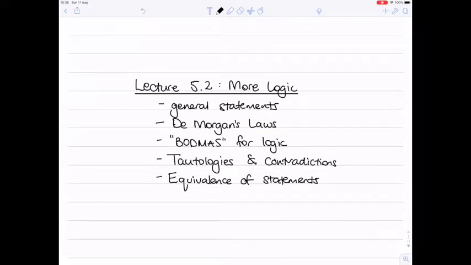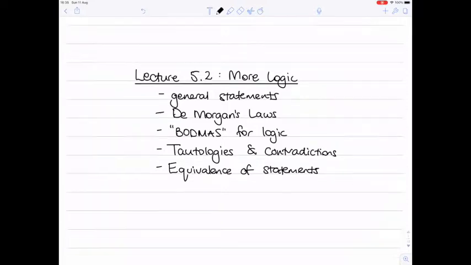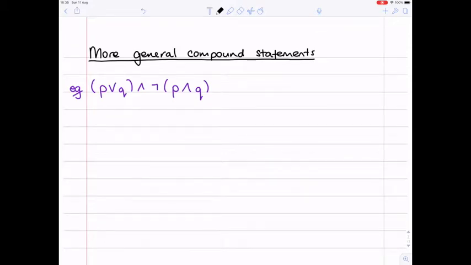So in the last two lectures, we've spent time developing the basics of mathematical logic. But now we need to think of it a little bit more as a general language. And just as when you learned algebra, there were lots of rules that you needed to learn about how you combine things algebraically, we need to do that for logic. So let's start by having a look at more general compound statements. So these are statements that contain many atomic propositions.